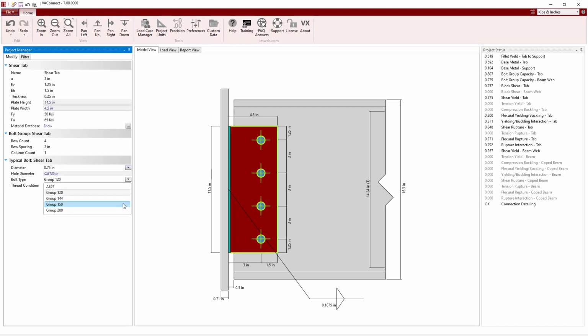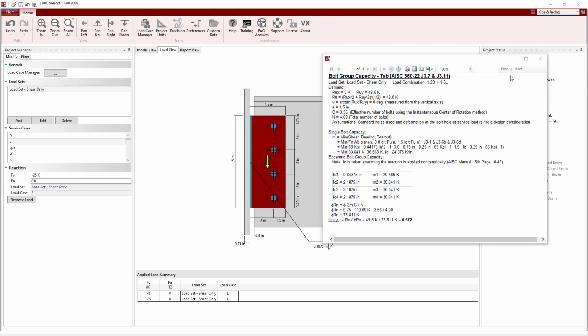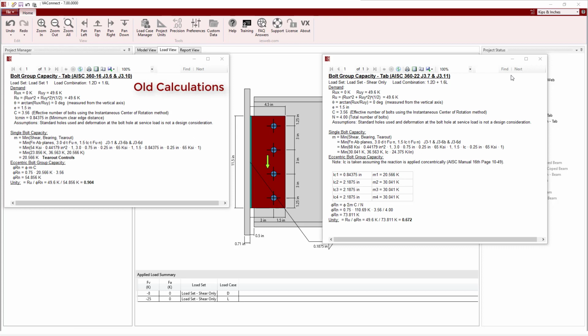Per a customer request, the bolt group capacity limit state for bolts that are eccentrically loaded has been improved to provide capacities that are more accurate and less overly conservative. This limit state applies to both the shear tab and double angle connections. In previous versions of the program, the capacity of the bolt with the minimum clear distance was used for all of the bolts in the connection when the bolt group was eccentrically loaded. This could lead to quite conservative results when only a few of the bolts in the connection were close to an edge.